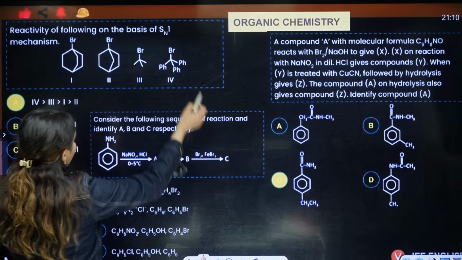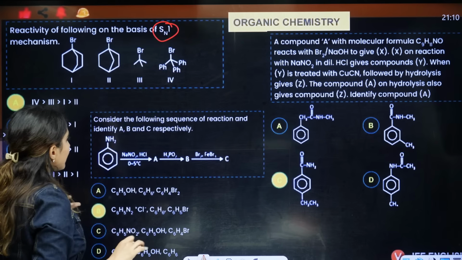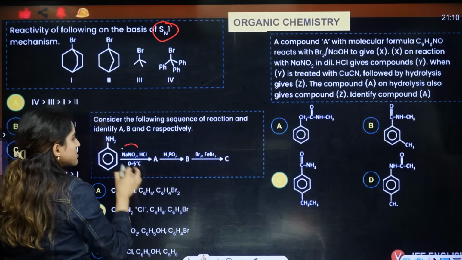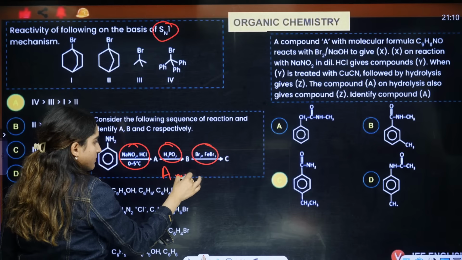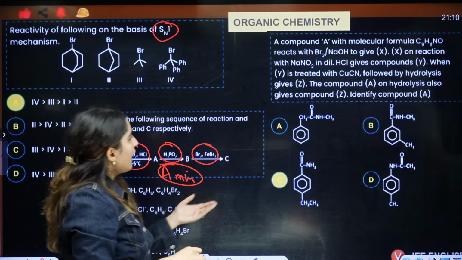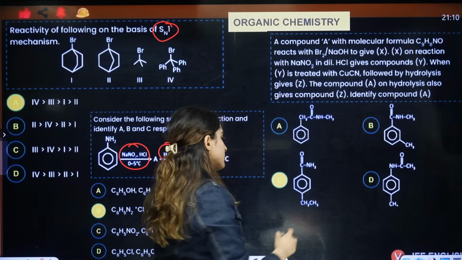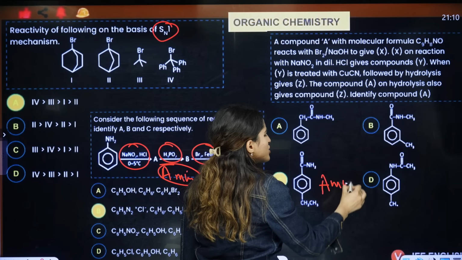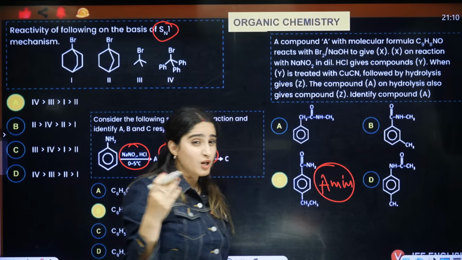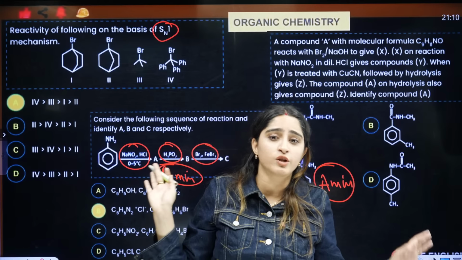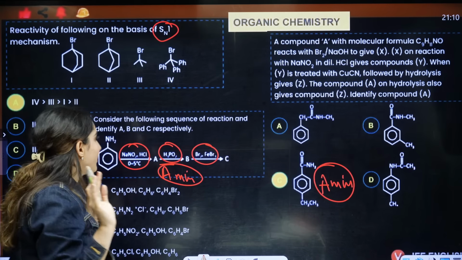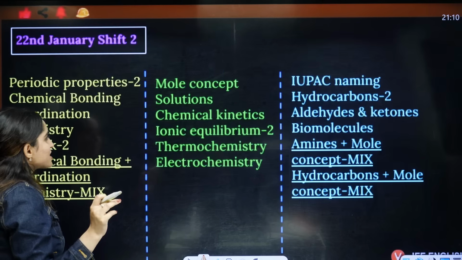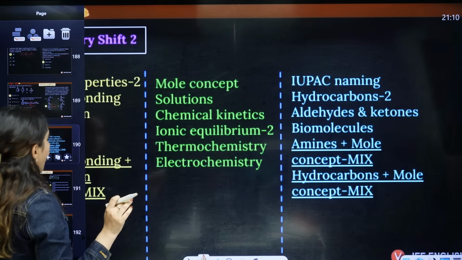Then what is this? Again, this is an SN1 reaction, right? Then if you see this, again, this is amines. Can you see this is again diazonium chloride? This is again amines, right? And what is this? This is again amine. So questions on amine and Hoffmann bromamide, they are in love with Hoffmann bromamide. I don't know why. They are totally in love with Hoffmann bromamide. Every single shift they have asked one or another question on Hoffmann bromamide.